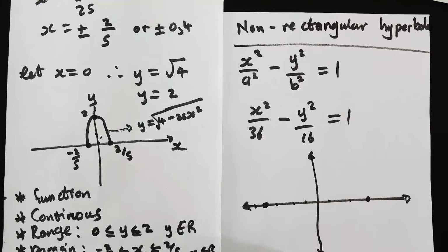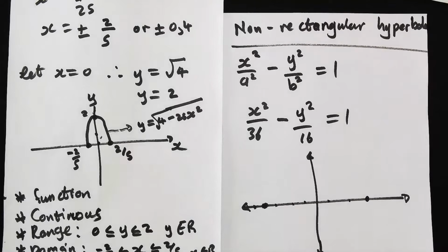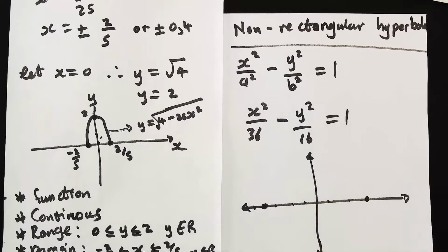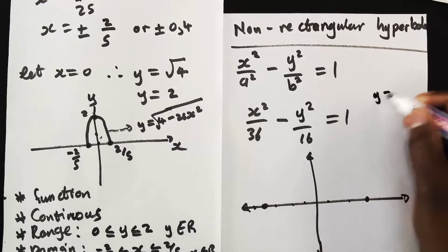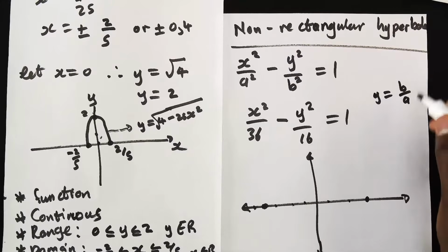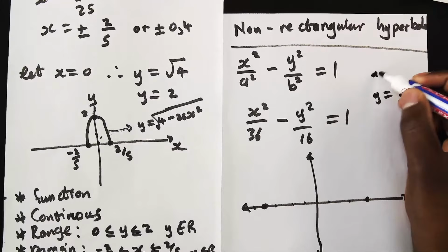Something that you need to note is how to get its asymptote. The asymptote will be given by y equals b over a times x. So you can put y equals plus or minus b over a times x, and it will give you the asymptote. So this is for the asymptote.